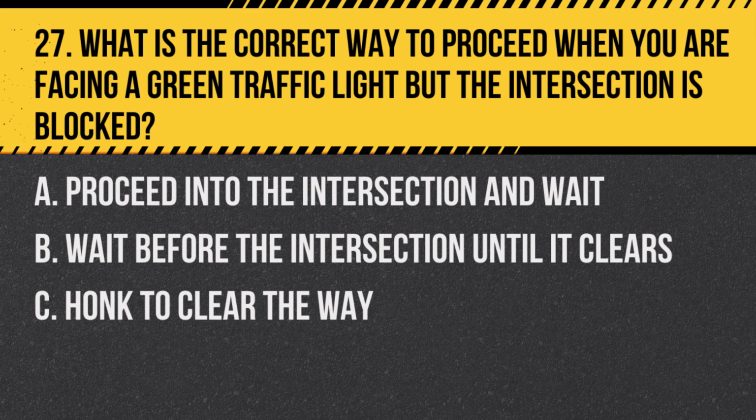Question 27. What is the correct way to proceed when you are facing a green traffic light but the intersection is blocked? A. Proceed into the intersection and wait. B. Wait before the intersection until it clears. C. Honk to clear the way. Answer: B. Wait before the intersection until it clears. Do not block the intersection. Wait until there is enough space to completely cross.